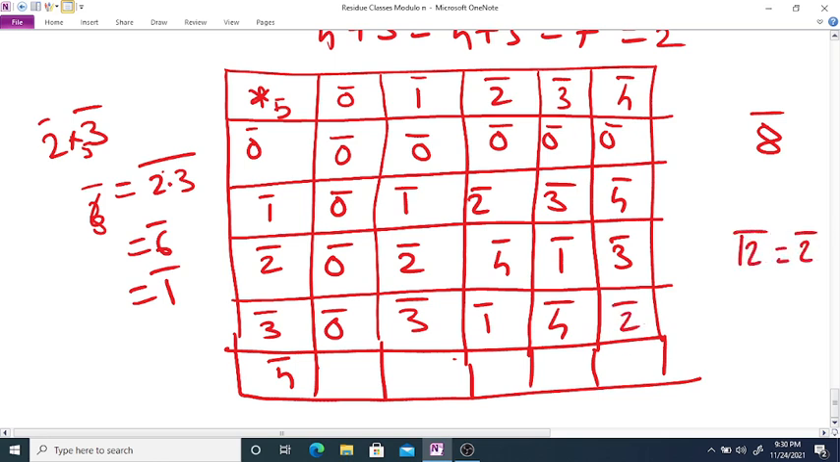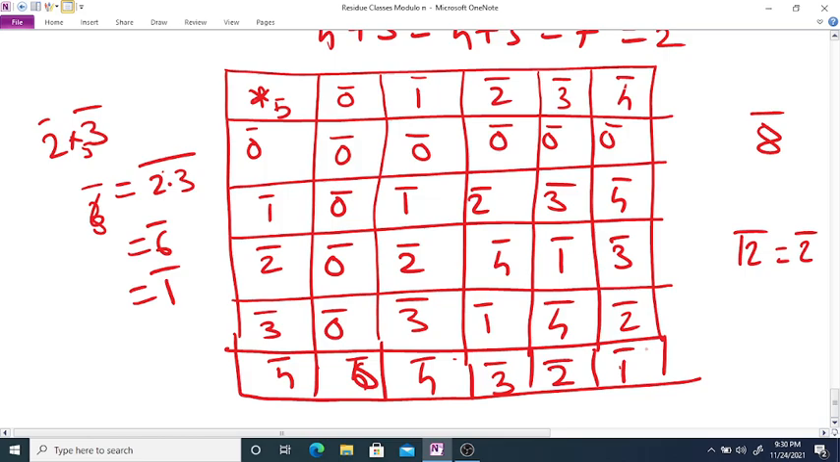So here 2 bar. Next, 4 bar into 0 bar is 0 bar, and 4 bar into 1 bar is 4 bar, 4 bar into 2 bar is 8 bar which is modulo 5, 8 bar is what? 3 bar. 4 bar into 3 bar is 12 bar which is again 2 bar, 4 bar into 4 bar is 16 bar which is again 1 bar.